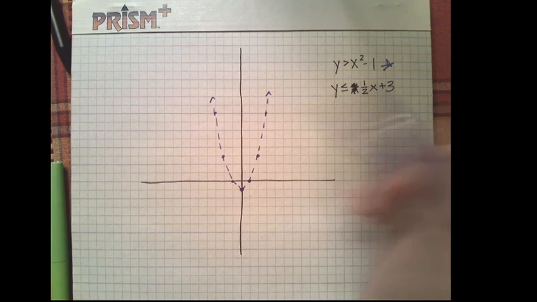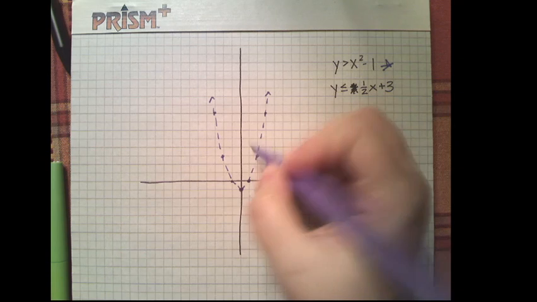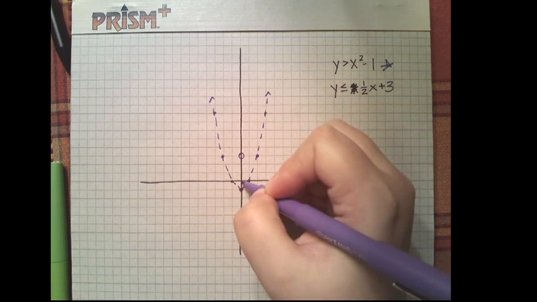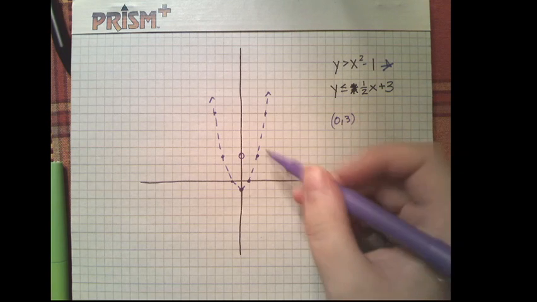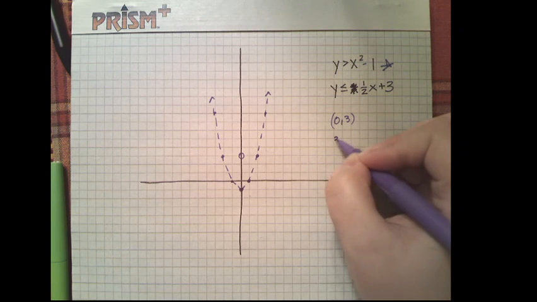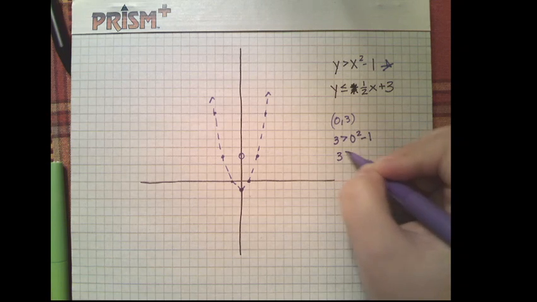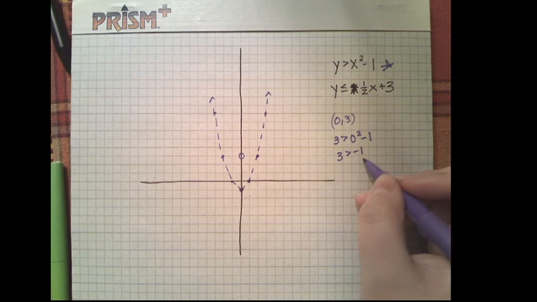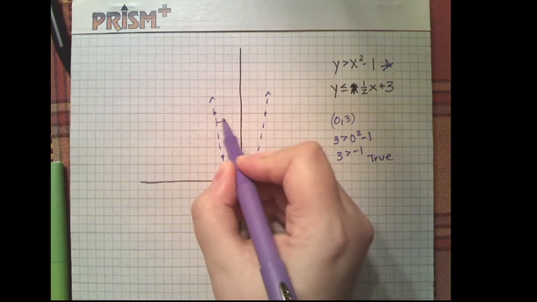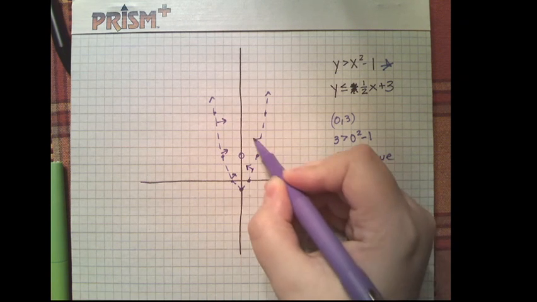And then I'm going to decide, are we shading inside the parabola or outside? So I'm going to choose a test point. I'll do the point 0, 3, just because it's nice and far away from the parabola. So I have y is greater than 0 squared minus 1. 0 squared minus 1 is negative 1. 3 is greater than negative 1. That's true. So that means we are going to be shading inside the parabola towards our point.